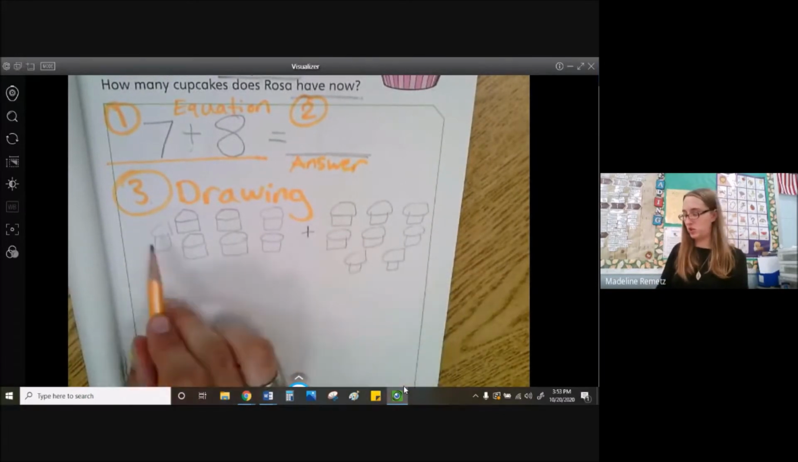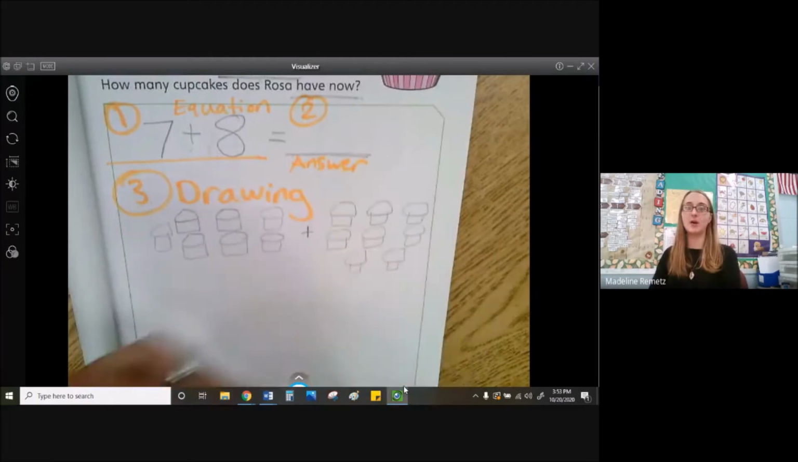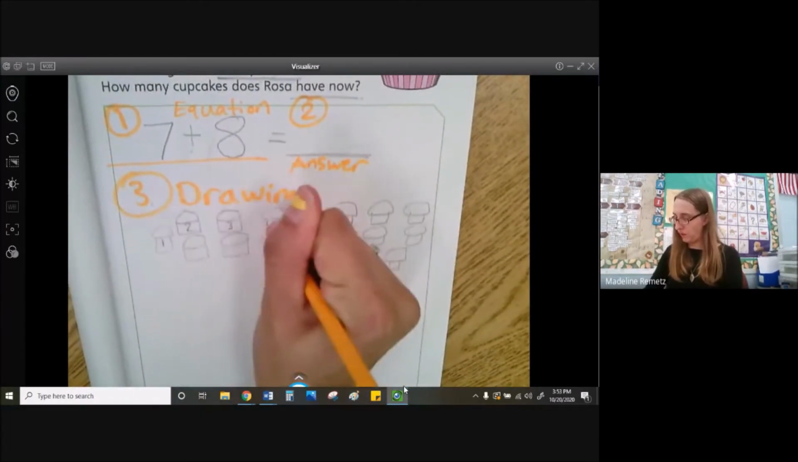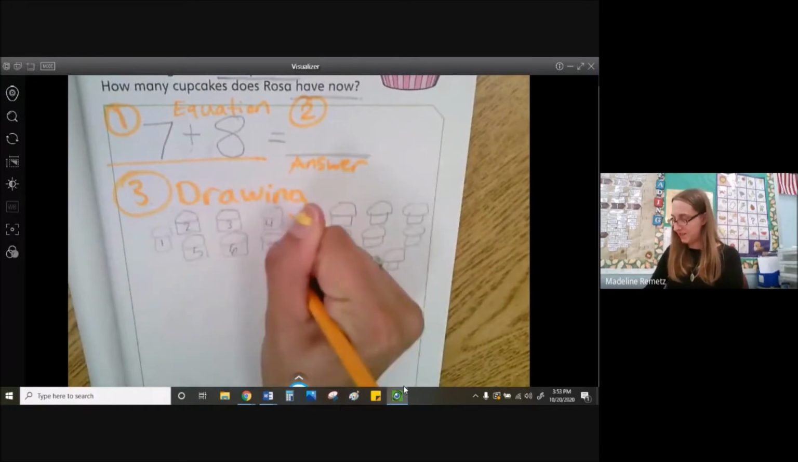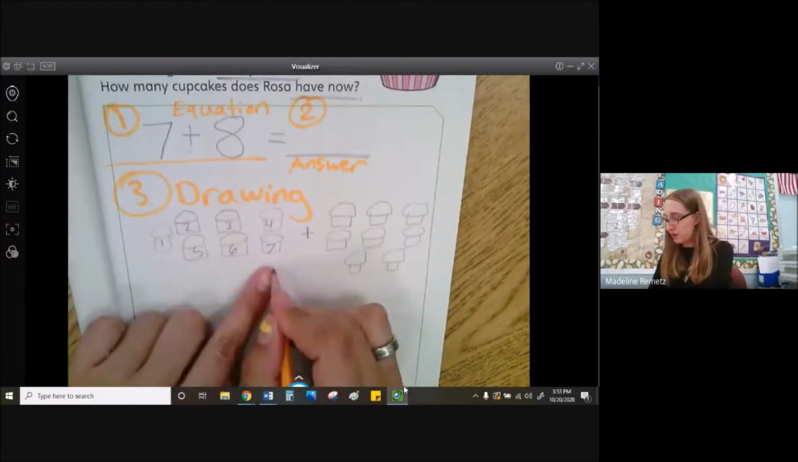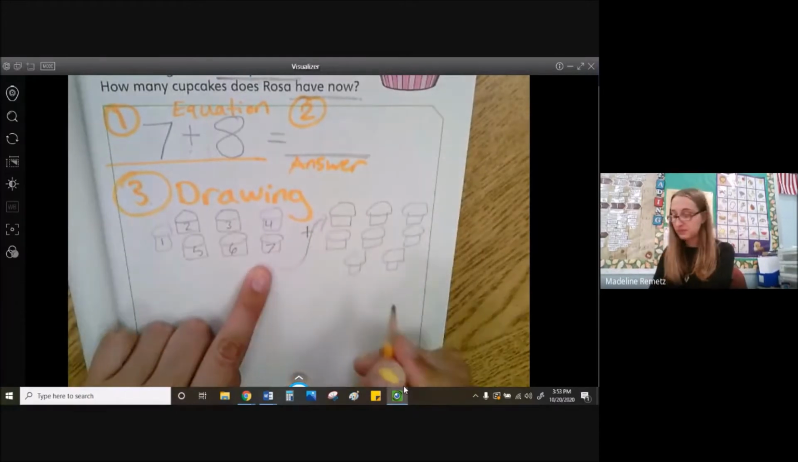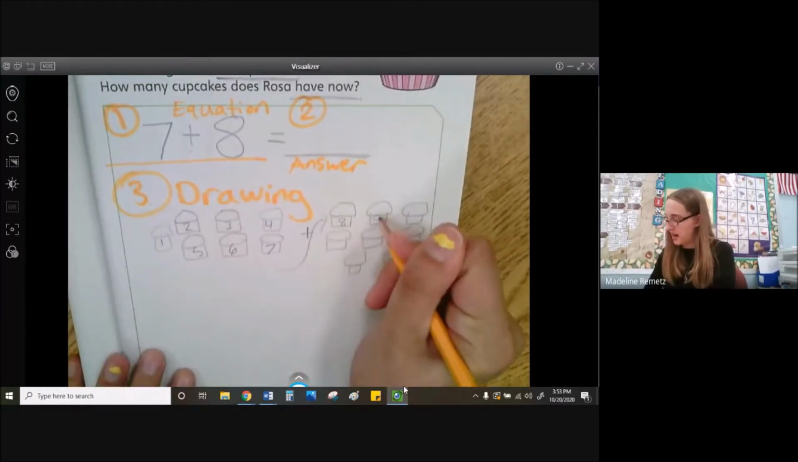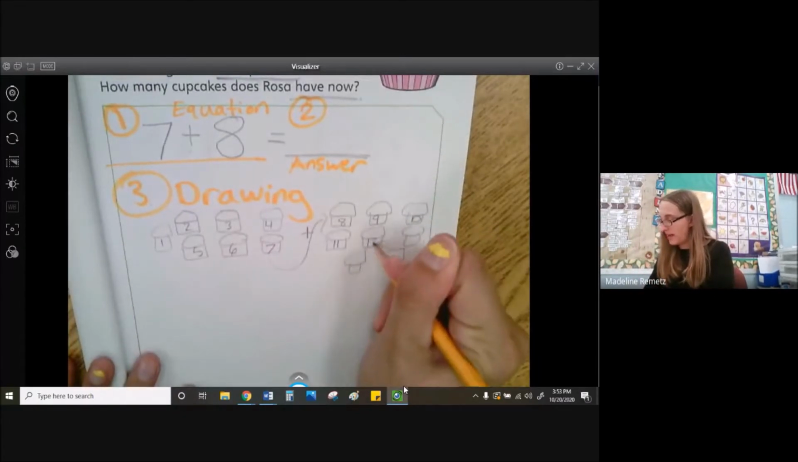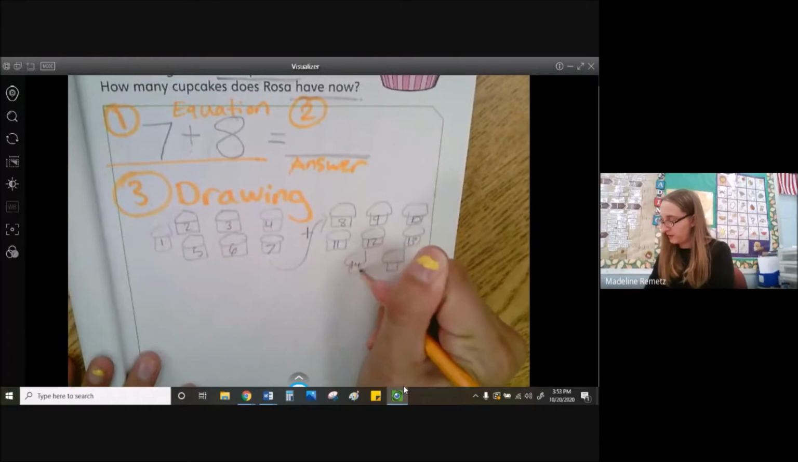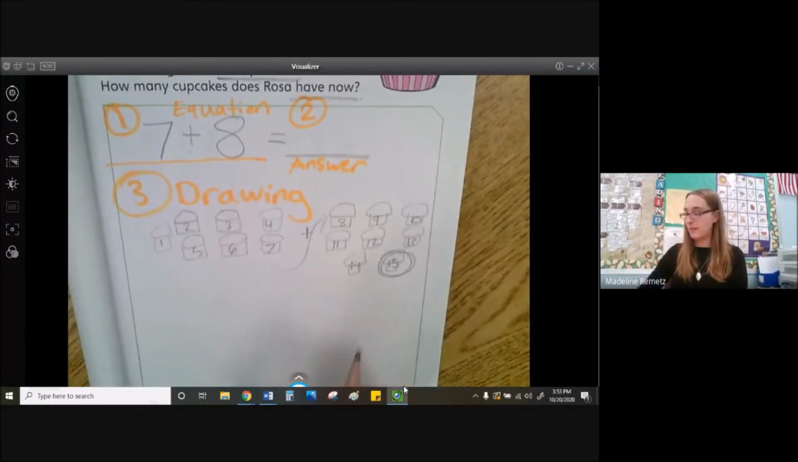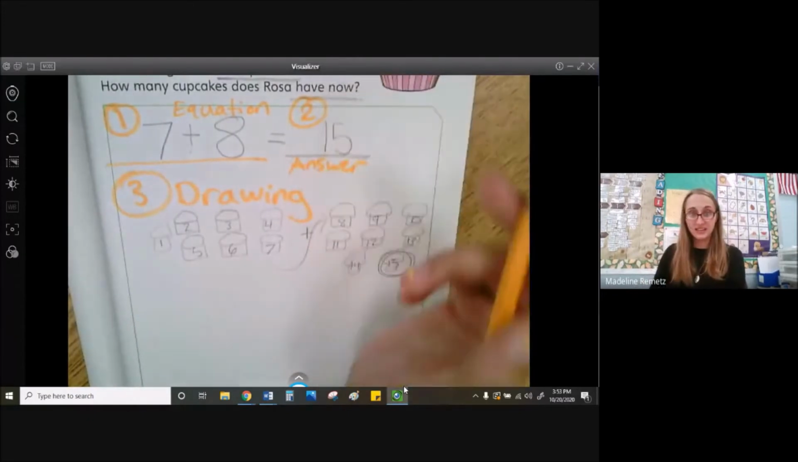Or if you wanted, you could start your numbers and write them inside. I know a lot of you like to do that. 1, 2, 3, 4, 5, 6, 7. But instead of starting from 1 and getting to 8, keep going from 7 now and get 8, 9, 10. See, we're getting bigger numbers. 11, 12, 13, 14, 15. I ran out of cupcakes and I got the number 15.